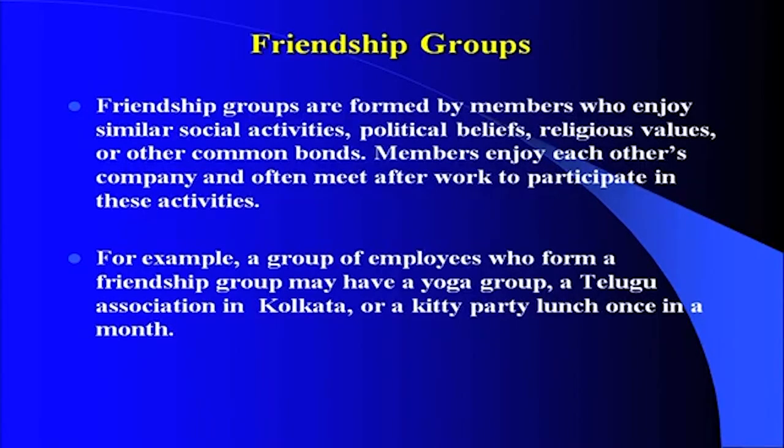Another group might be just a friendship group. Some friends, like-minded people, come together. Friendship groups are formed by members who enjoy similar social activities, political beliefs, religious values, or other common bonds. Members enjoy each other's company and often meet after work to participate in these activities. That means in a friendship group, people become friends because they like something, their liking might be something common in each other.